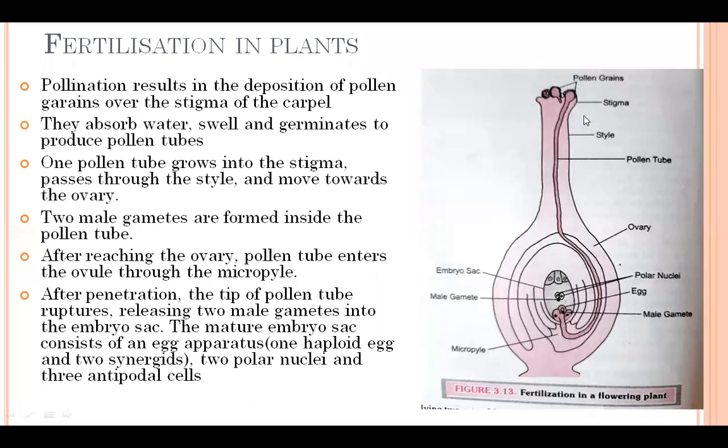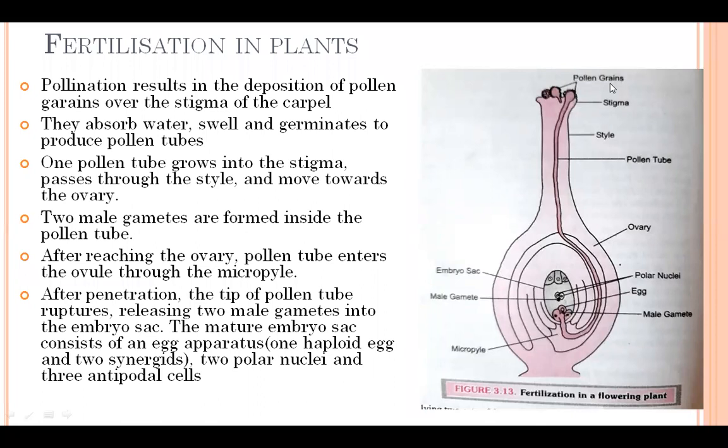Again, what is happening: first, pollen grains land on the stigma, then a pollen tube germinates and goes deep down. During the growth of the pollen tube, 2 male gametes are formed inside it, as it goes deep down into the embryo sac. Clear? So how many male gametes do we have? We have 2 male gametes, produced in this pollen tube. Earlier they were not there. Earlier we had only pollen grains.